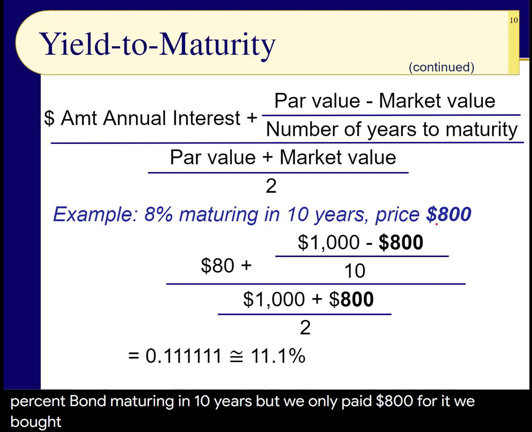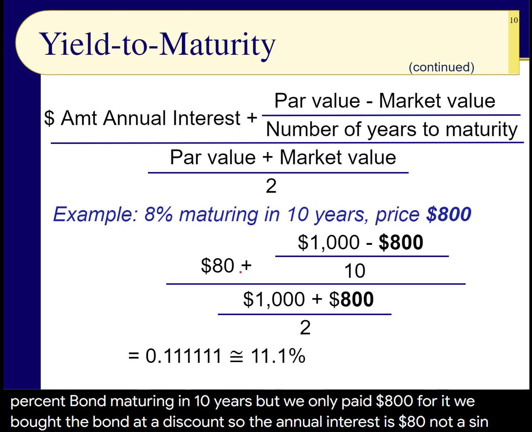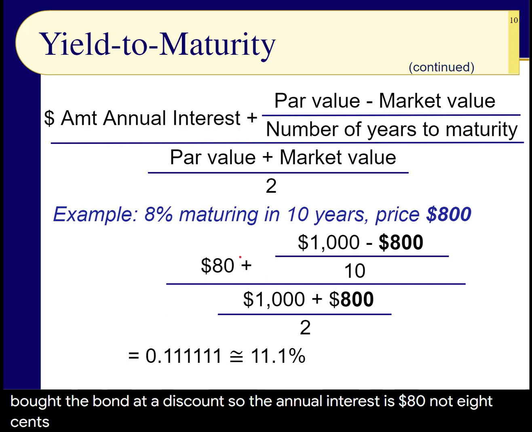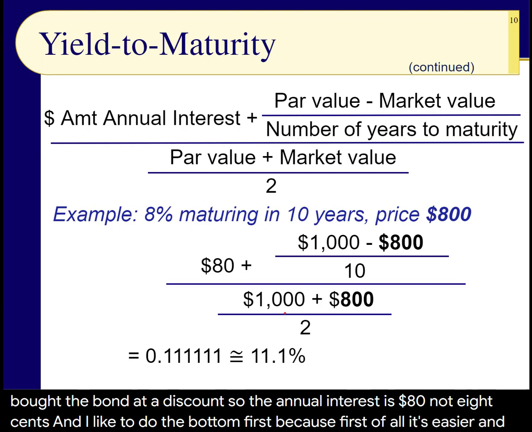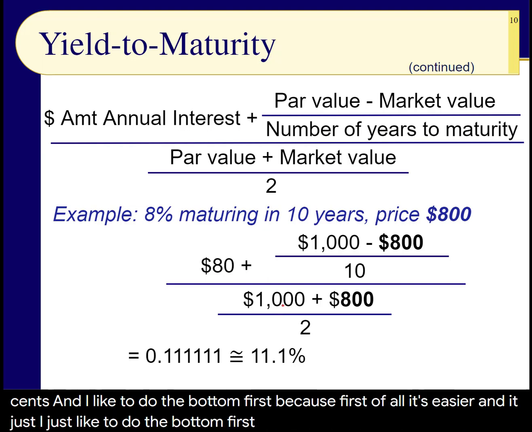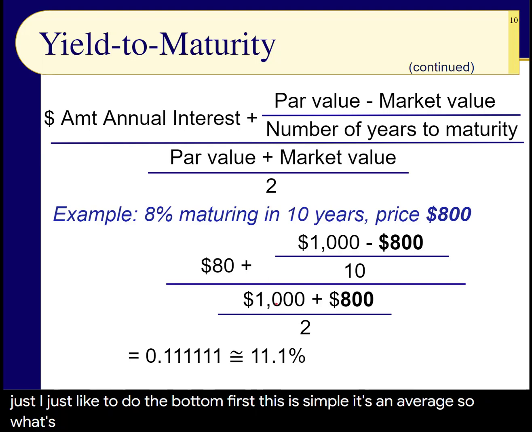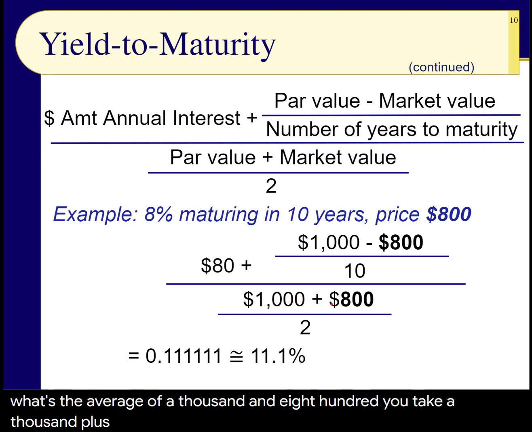We bought the bond at a discount. So the annual interest is $80, not 8 cents, $80. And I like to do the bottom first because, first of all, it's easier, and I just like to do the bottom first because it's simple. It's an average. So what's the average of 1,000 and 800? You take 1,000 plus 800 and you divide by 2 and you get 900.